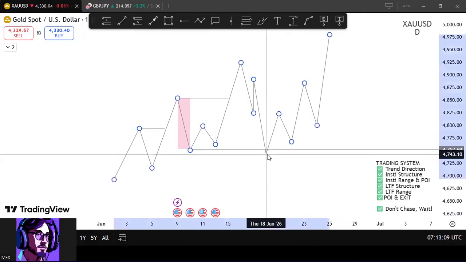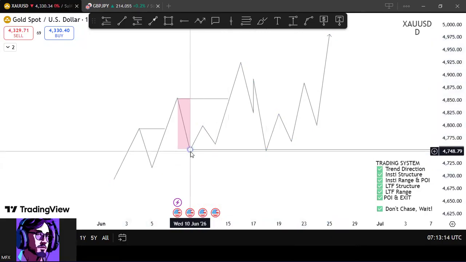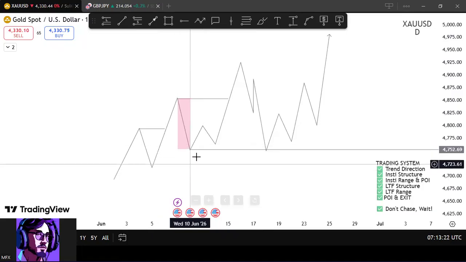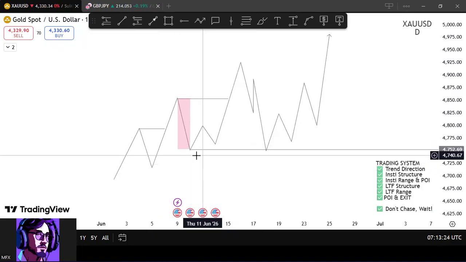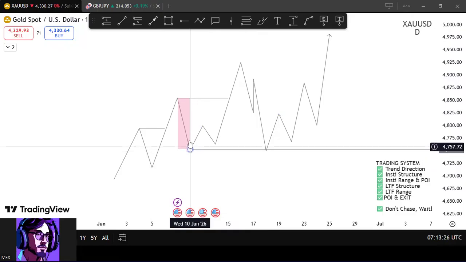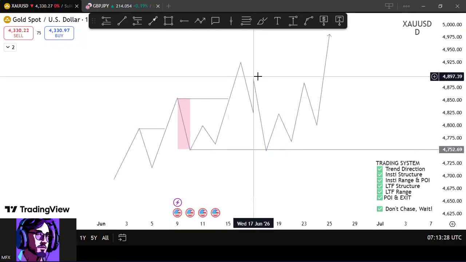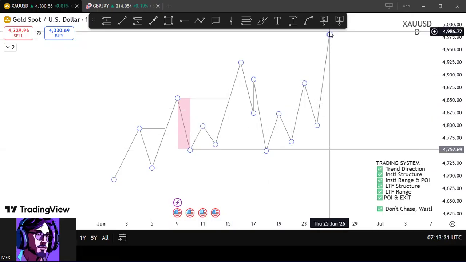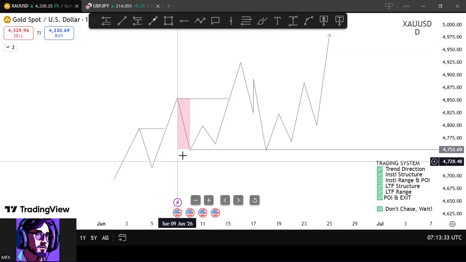Let's take it down a little bit. Price wicked out this protected low. Now, it wasn't a break of structure. It was an absorption of this low. Price absorbed it, then continued the trend. It wasn't the liquidity grab.